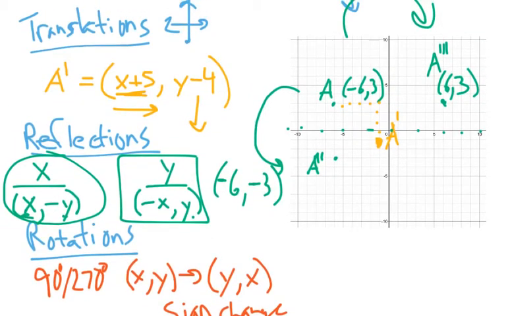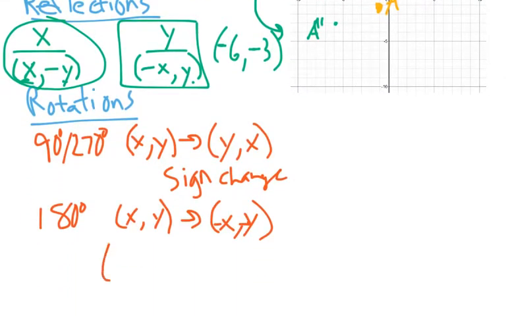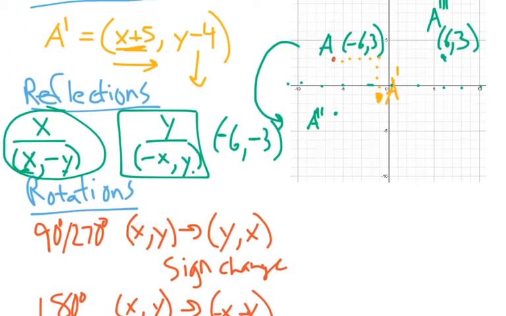If we're starting with this and we were going to do a 180 degree rotation, we start off with negative 6, comma 3. That's just going to become positive 6, comma negative 3. So positive 6, negative 3 right there. And so that is our 180 degree rotation of point A.